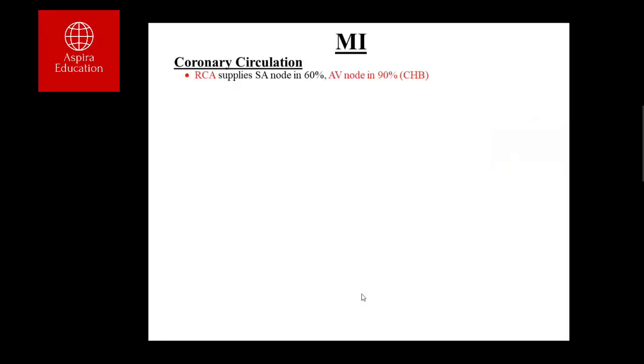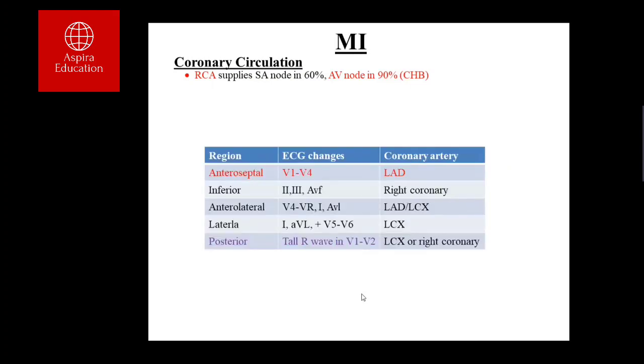Now, coming to myocardial infarction. We have briefly discussed the anatomy of the coronary arteries. We know there are two coronary arteries, right and left. The right coronary artery supplies the conduction system of the heart: the SA node in 60%, the AV node in 90%. The right coronary artery also supplies the inferior wall of the heart. That is what you get in inferior wall MI. More likely, these patients may have a heart block.